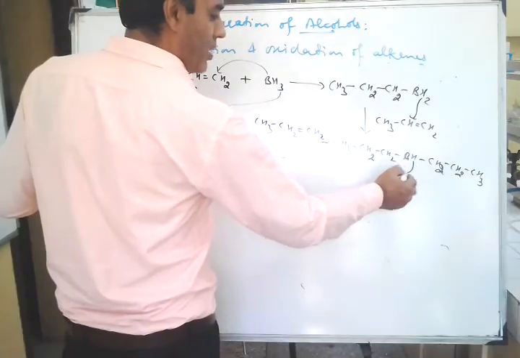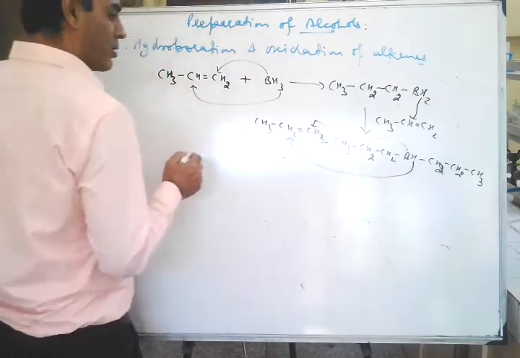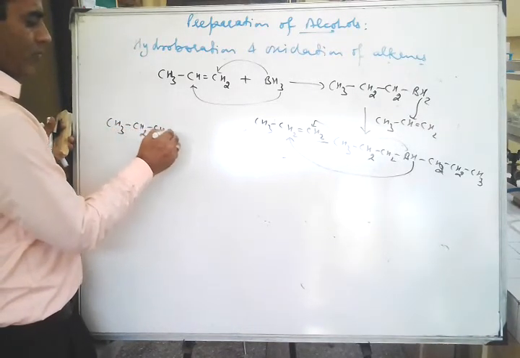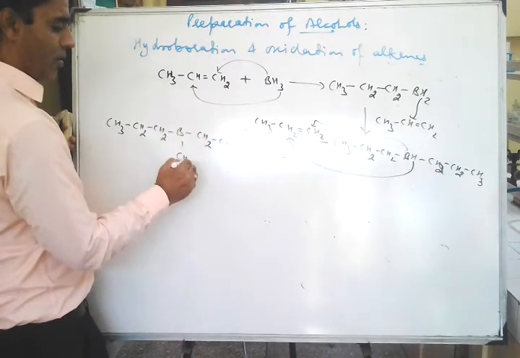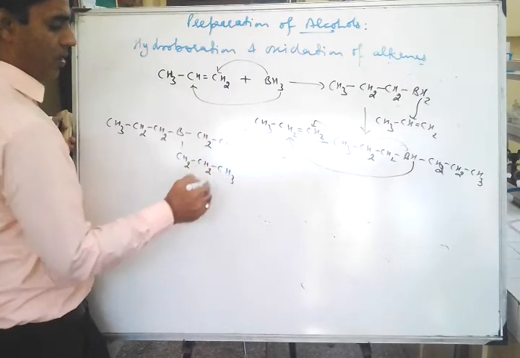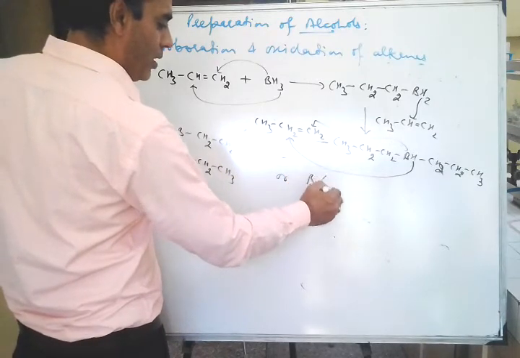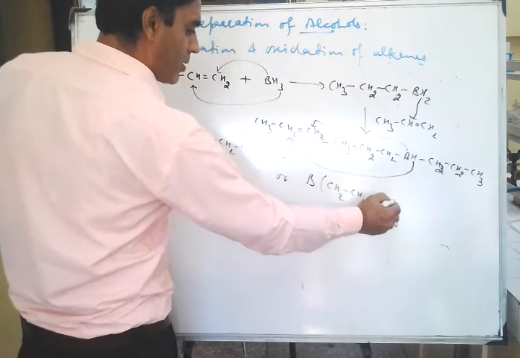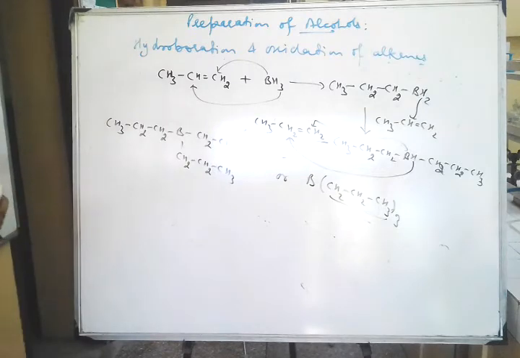Again, what will happen? This H will get bonded to this carbon atom, and boron will get bonded to this carbon atom, right? So you can show it like this: CH3, CH2, CH2, here is boron, CH2, CH2, CH3, CH2, CH2, CH3. Or you can write it like this also: B(CH2CH2CH3) thrice, because 3 propyl groups are bonded to boron, right? And in the next lecture, what can you do?